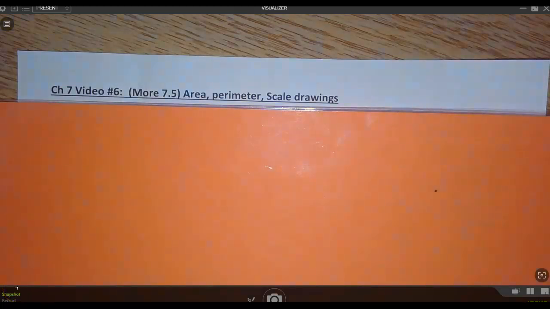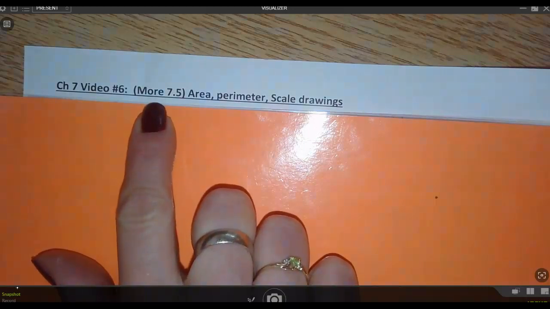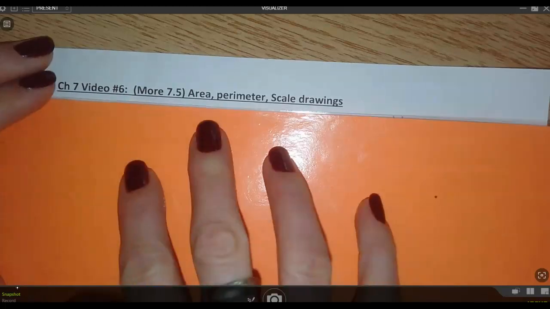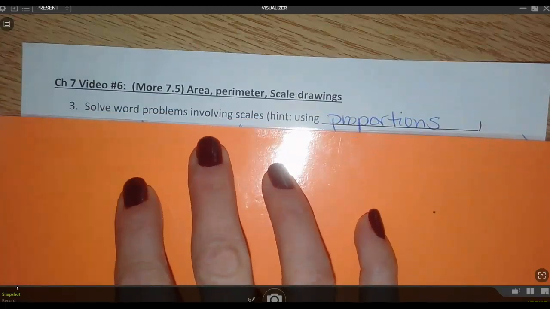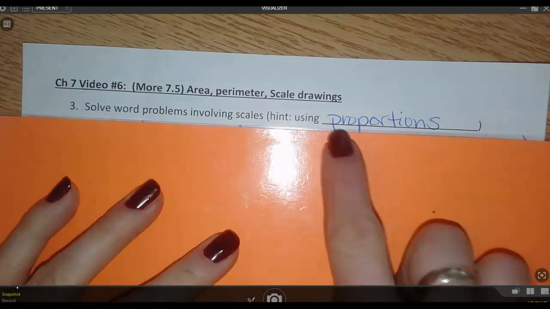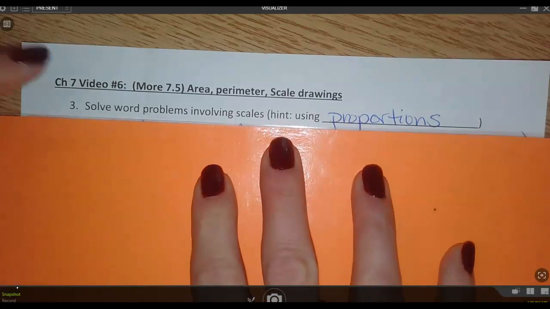So Chapter 7, Video 6 is a continuation of Section 7.5. So we're going to keep going and look a little bit more at our scale drawings. Our first target here is to solve word problems involving scales. If there's a scale or a scale factor in the problem, we're going to learn how to set up proportions to solve for a missing length or distance.